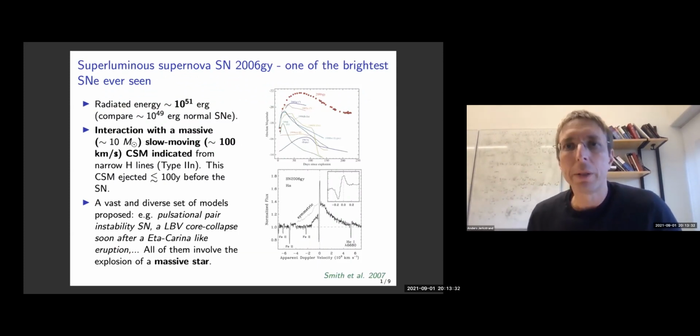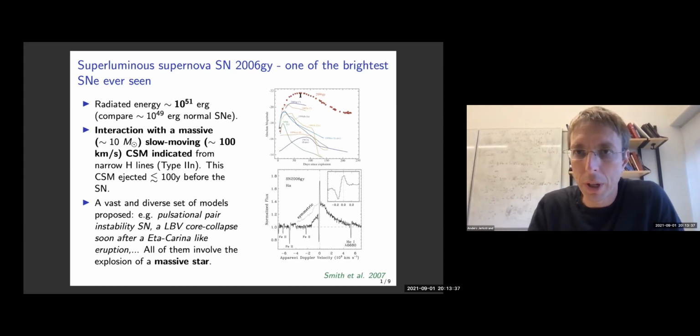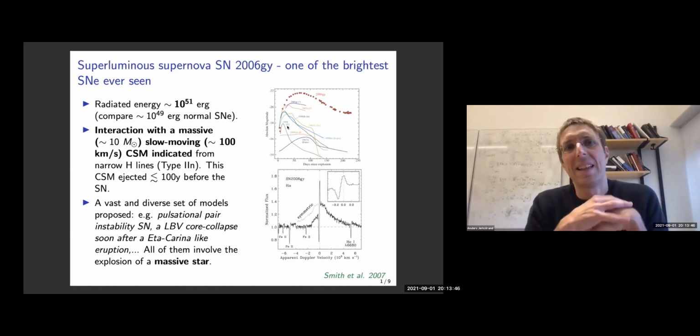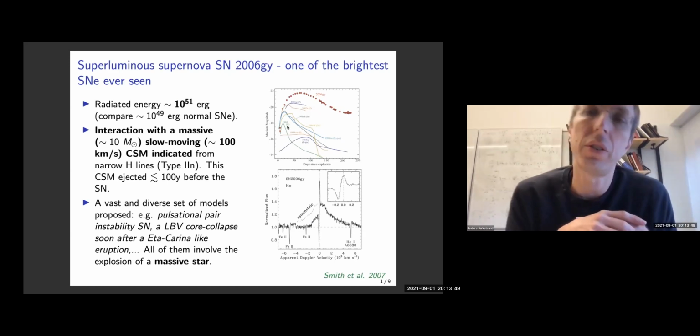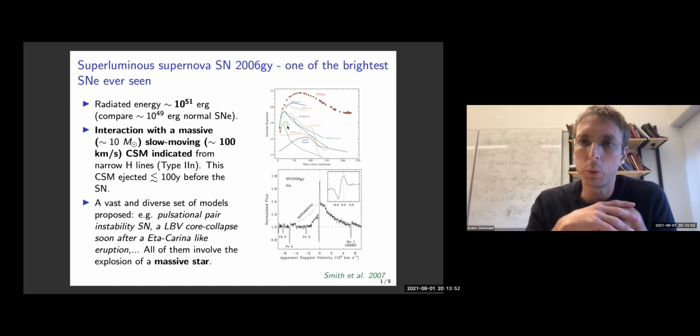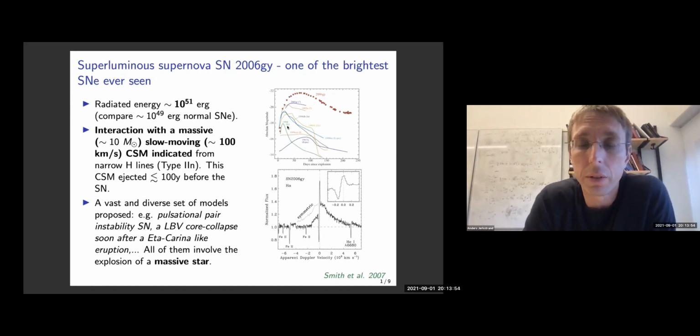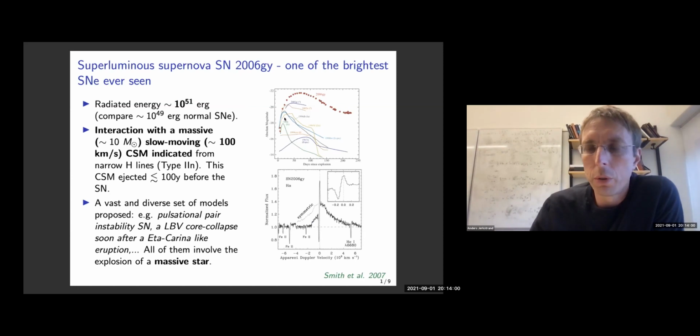So 2006gy, one of the brightest supernovae we have ever seen. You see the light curve here, the red dots, and you can compare that to normal supernovae down here. When it was detected in 2006, it was by far the brightest supernova that we had seen, and it remains today one of the 5 or 6 brightest supernovae ever observed. If you integrate all this luminosity over time, you recover a radiated energy of about 10 to the 51 ergs, which is about a factor of 100 larger than these normal ones down here.